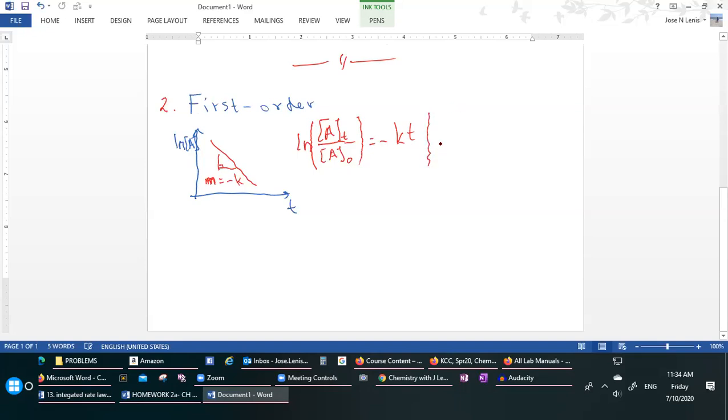Okay, there are many shapes for this same formula. You can also find very common to see the formula we studied already on the previous video. This is also very useful. Concentration of A at time t equals concentration of A initial times e elevated to negative kt.